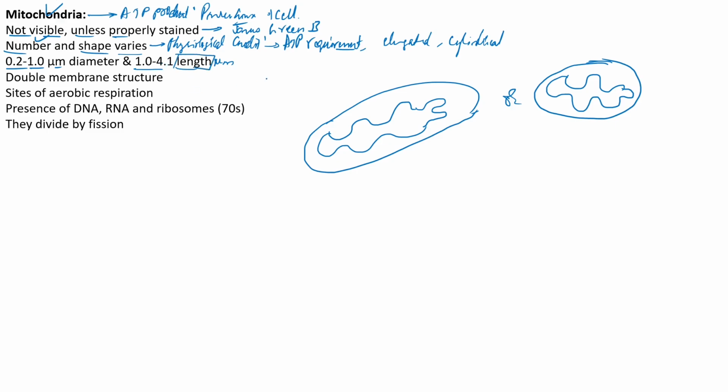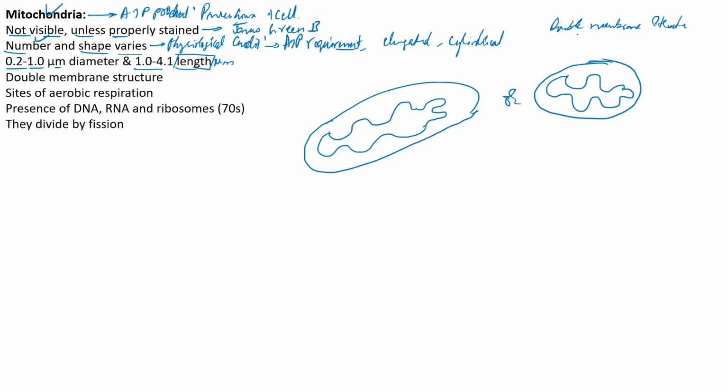The mitochondria is quite a special cell organelle. The reason is that it is mainly a double membraned organelle. Unlike the endoplasmic reticulum, or Golgi apparatus, or even lysosomes, vacuoles and peroxisomes, which are all single membrane structures, mitochondria is a two membrane or double membrane structure.